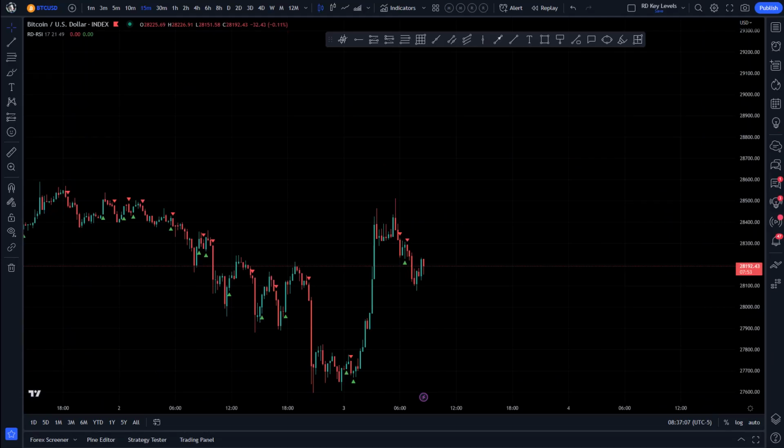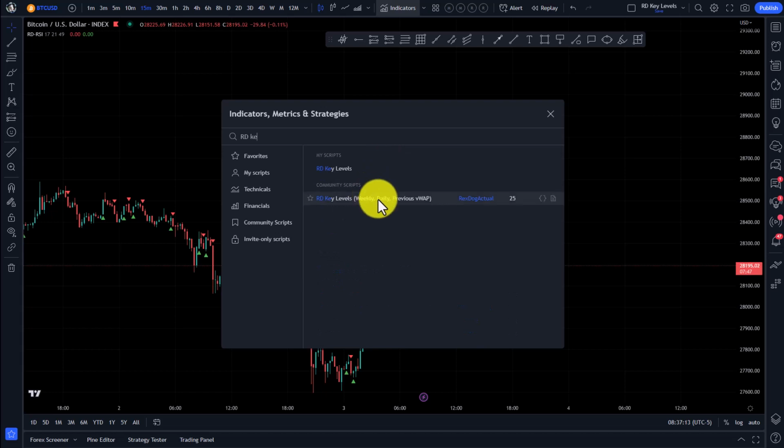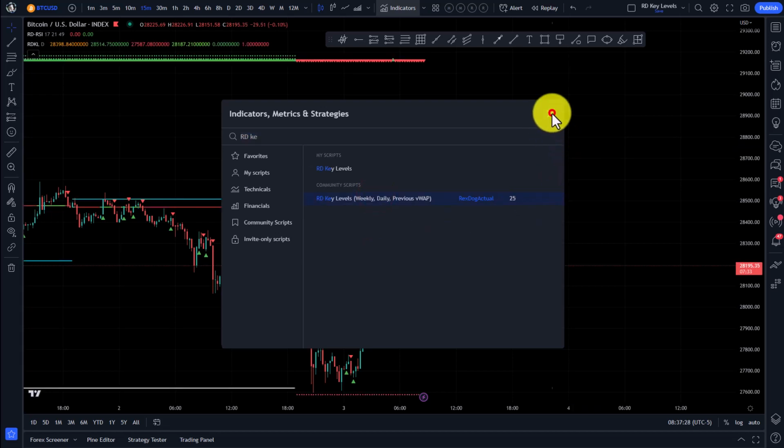So here's how you add this to your chart. Visit TradingView, go to Indicators, and search for RD Key Levels. And you'll see it here. It's the RD Key Levels Weekly, Daily, Previous vWAP by RexDog Actual. I did change my username on TradingView. I decided to go with RexDog Actual going forward, pretty much across all social media. So add that to your chart.